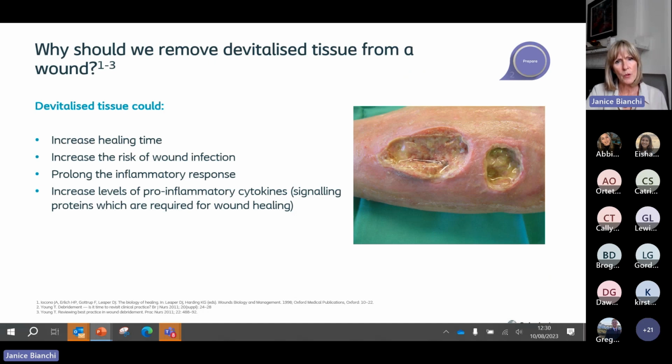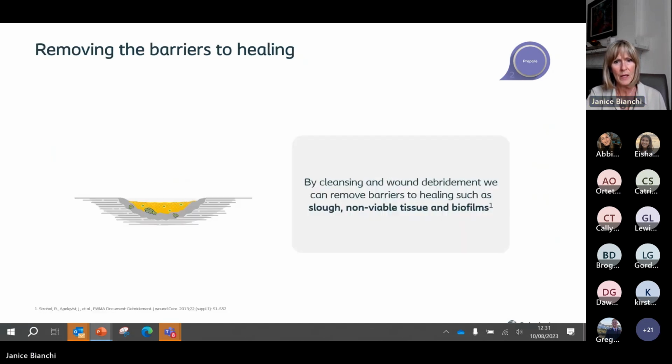So why do we need to remove devitalised tissue? Devitalised tissue potentially will increase the healing time, increase the risk of infection, keeps the wound in that inflammatory process, and the cytokines which are involved in inflammation, there will be higher levels of them. So the wound will be stuck in the inflammatory response very often if we have this type of wound bed that you're seeing here. So by cleansing and wound debridement, we can remove the barriers to healing, such as slough, non-viable tissue and biofilms.